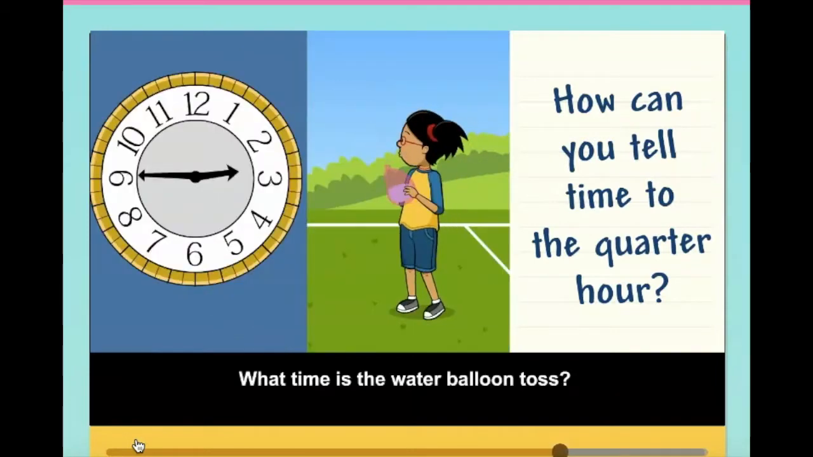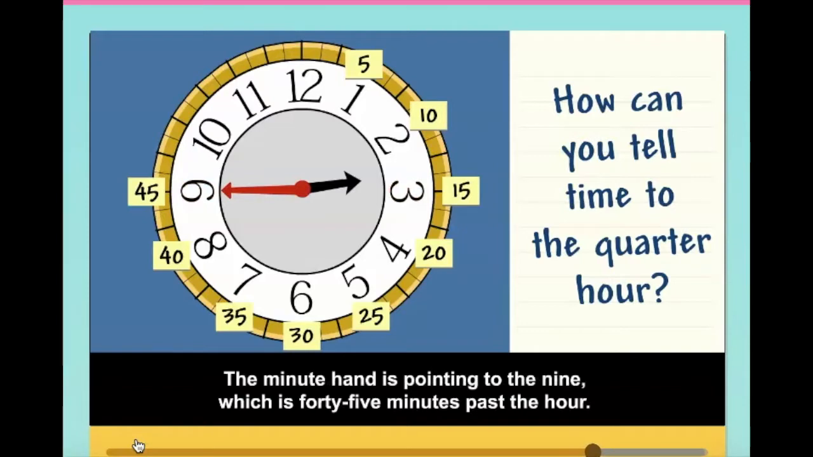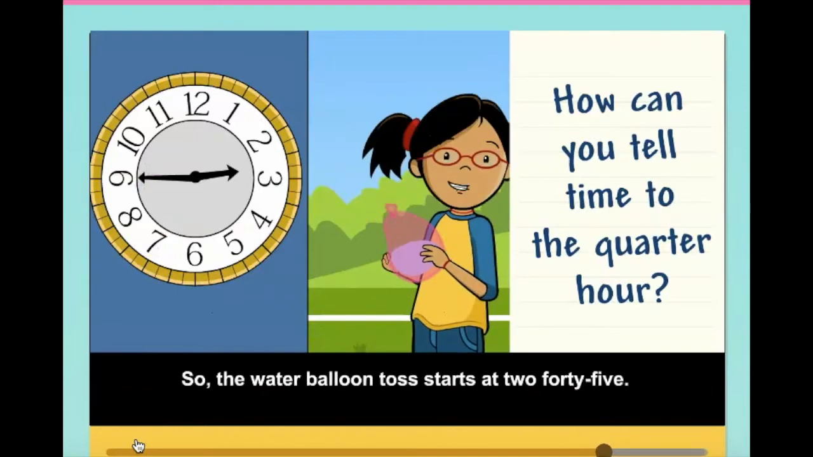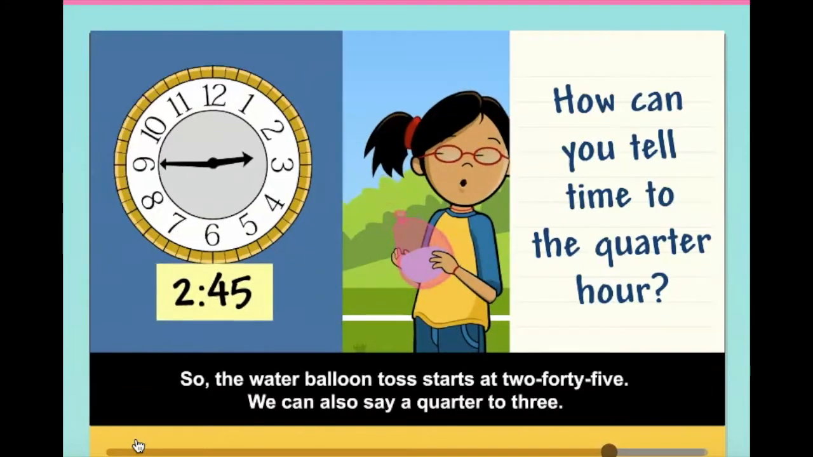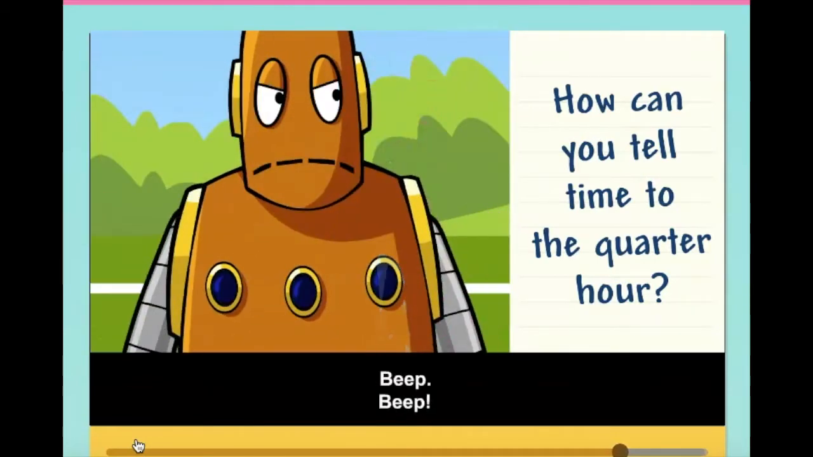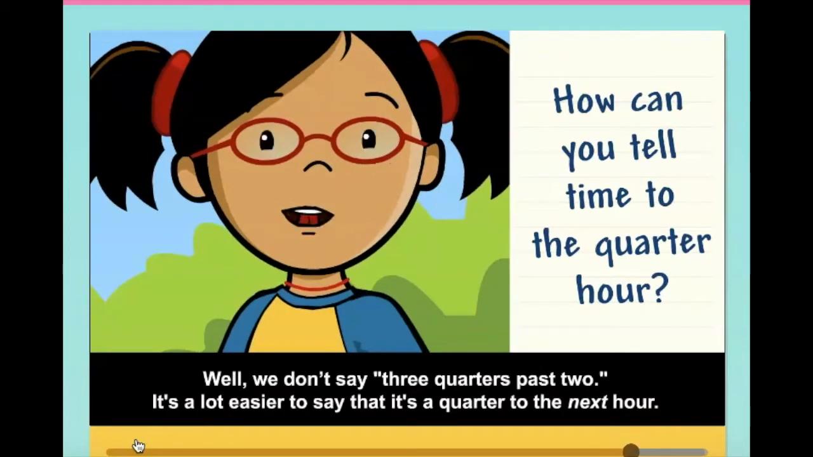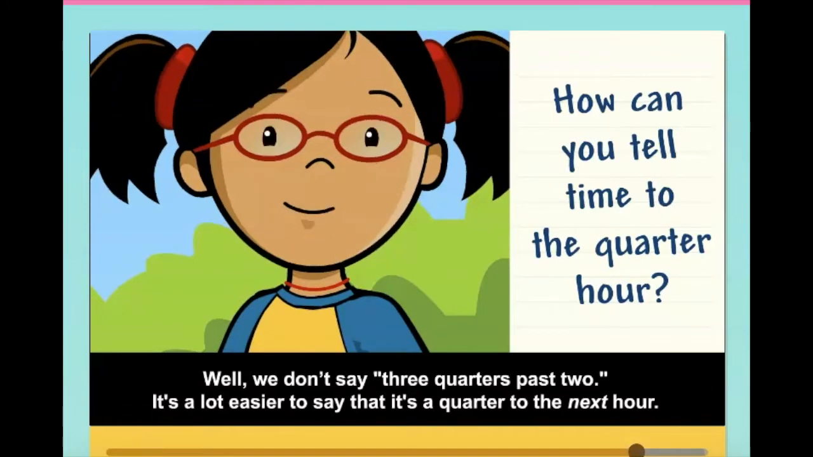What time is the water balloon toss? The hour hand is between the 2 and 3. but it's a lot closer to the 3. So, you know the time is close to 3 o'clock. The minute hand is pointing to the 9, which is 45 minutes past the hour. So, the water balloon toss starts at 2:45. We can also say 2:45. Well, we don't say 2:45. It's a lot easier to say that it's 1/4 to the next hour.